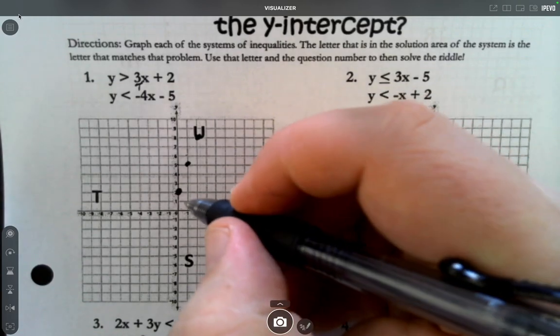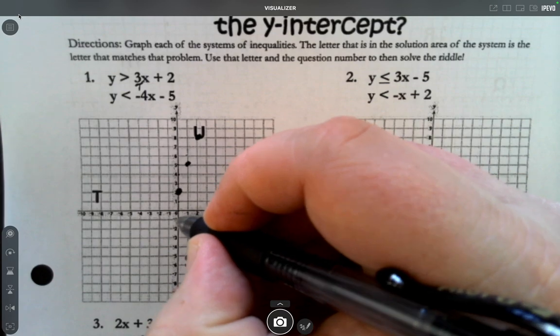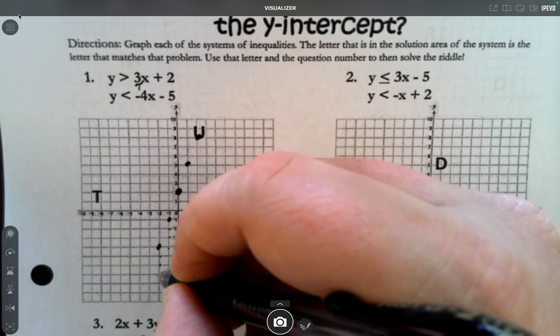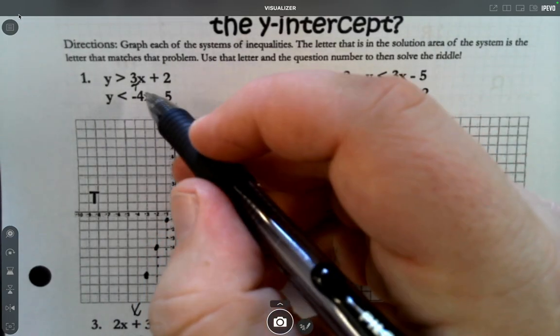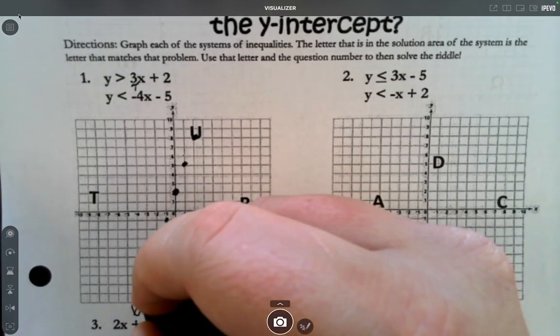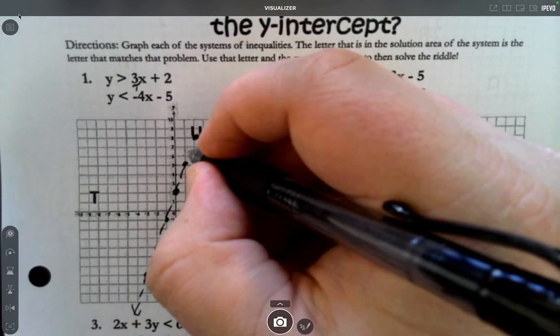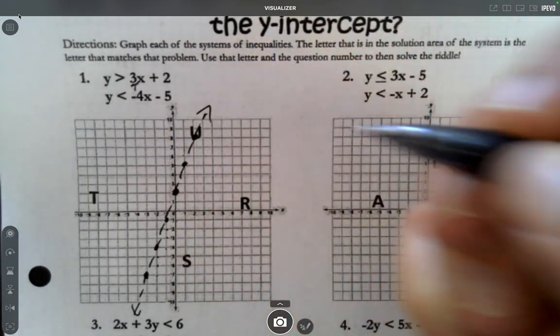I'm also going to go the opposite way just to make sure I'm making this line as good as I can. Down 3, over 1. Okay, and since it's greater than, we do a dotted line, not a solid line. We only do a solid line if it has an or equal to with it.